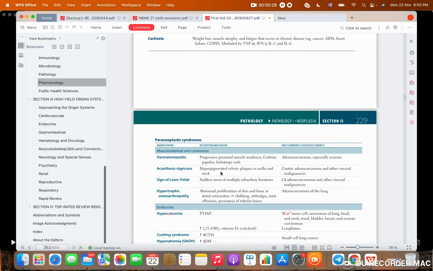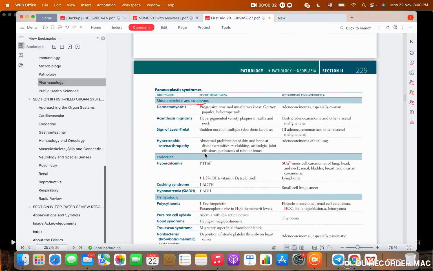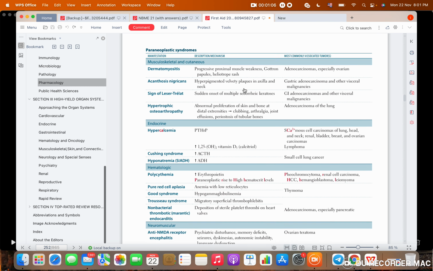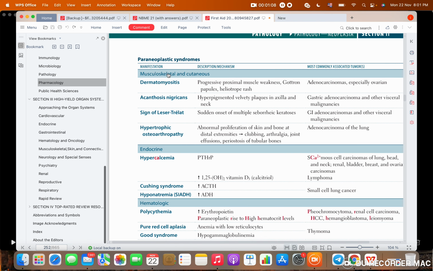For example, here they mention musculoskeletal and cutaneous paraneoplastic syndrome, endocrinological paraneoplastic syndrome, hematological paraneoplastic syndrome, and neuromuscular paraneoplastic syndrome. Again, the idea of paraneoplastic syndrome is that the tumor is making substances that should not be normally made there. For example, antibodies or hormones or even enzymes, or it can be even some totally different material. So let's take a look, starting with musculoskeletal and cutaneous paraneoplastic syndrome.